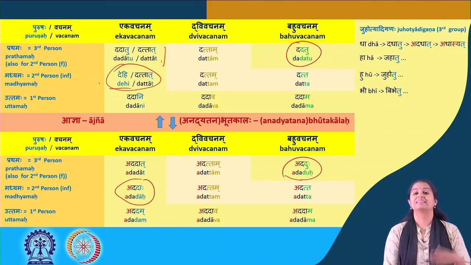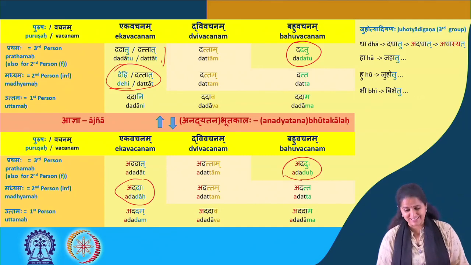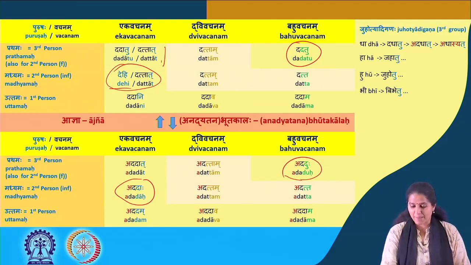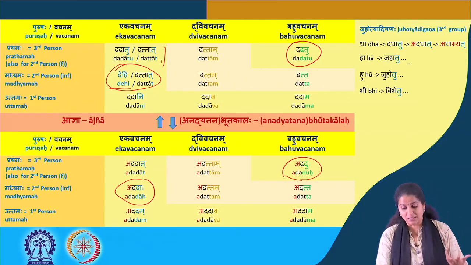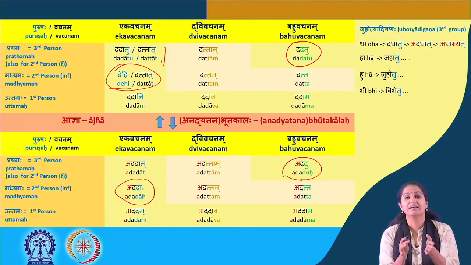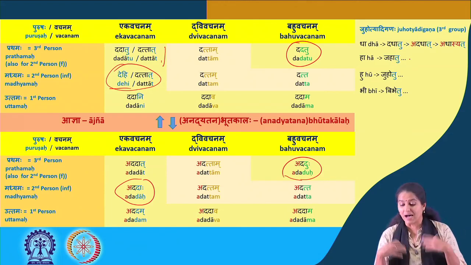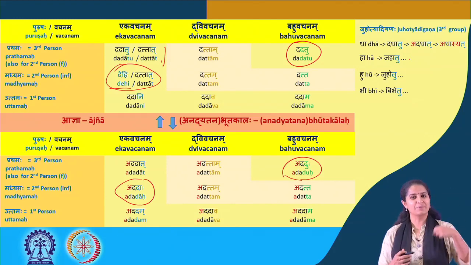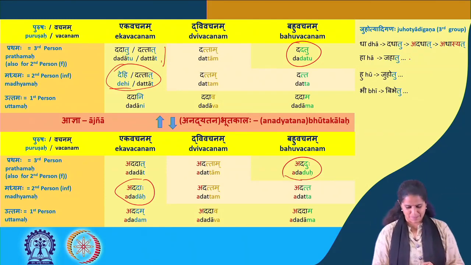Okay, Adattam, Adatta, Adadam, Adadava and Adadama, Uttamam. And what happens here? Dha becomes the dhatu Adadhat, and Adhasyat, okay. Dhasyati becomes Adhasyat, Uttamam.